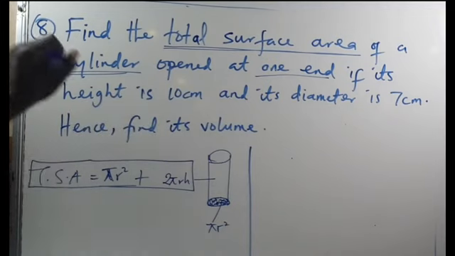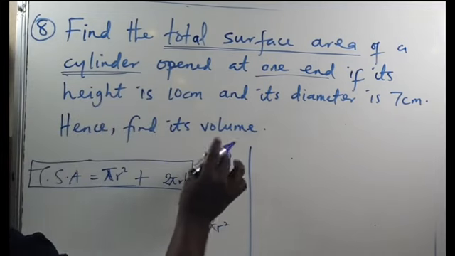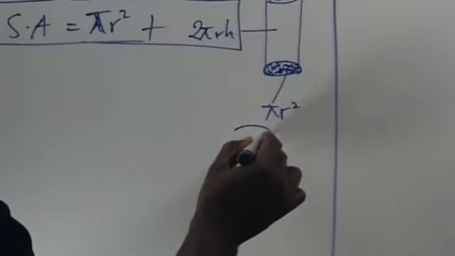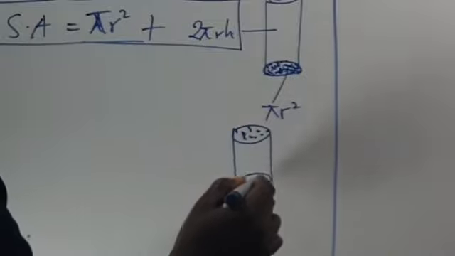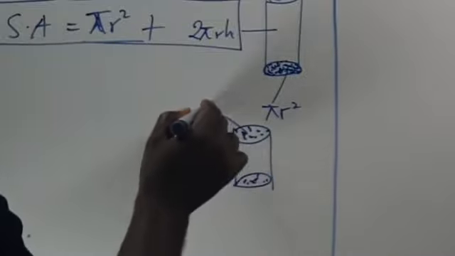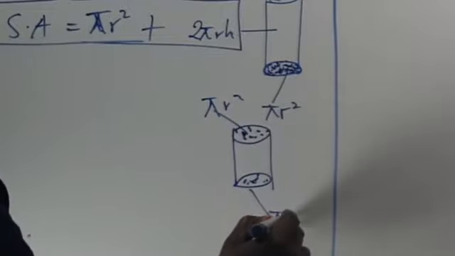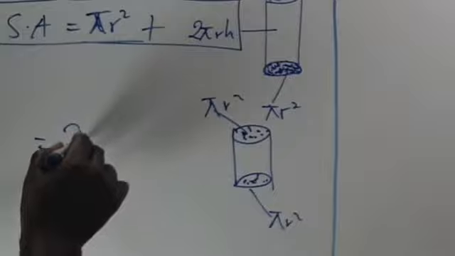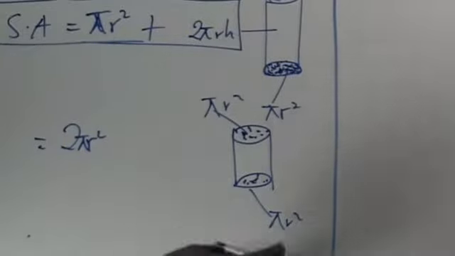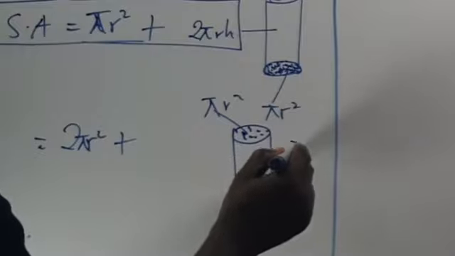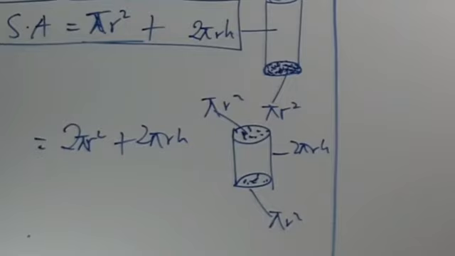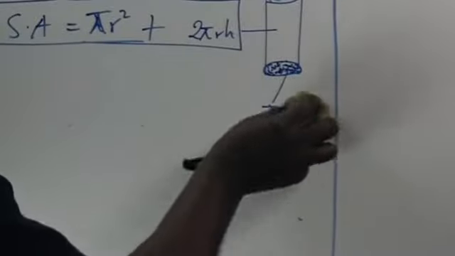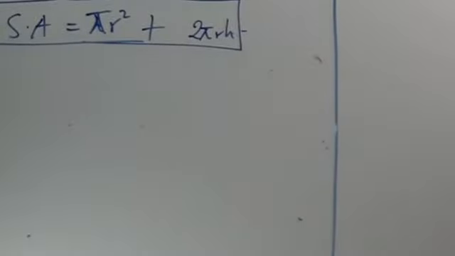But if the two ends are closed, the answer will then be, you have this. This is closed. This is closed. So this is pi r squared. This is another pi r squared, making 2 pi r squared. So 2 pi r squared plus this 2 pi r h. So that's the formula we're going to use if the two ends are closed. But in the case of this question, one end is open. So we're going to make use of this formula.